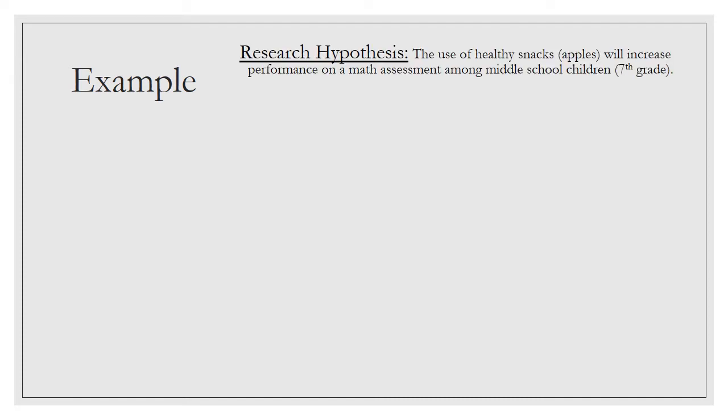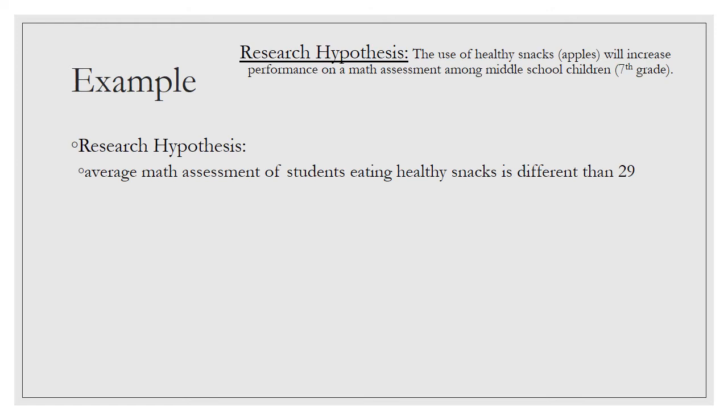Let's use our example and go through two hypotheses, and we'll keep things pretty simple. Our research hypothesis is that the average math assessment score of students eating healthy snacks is different than 29. I'm using 29 as a value that might be known as a population parameter, a population mean.